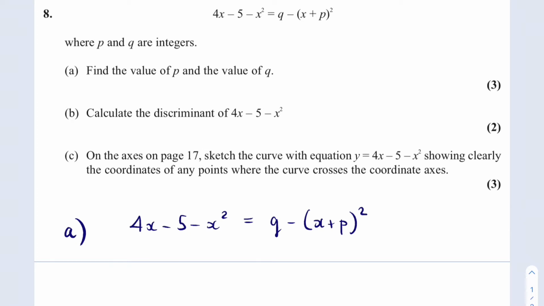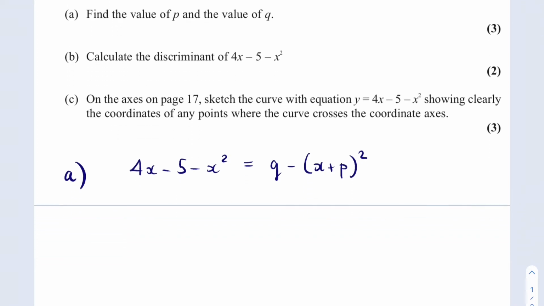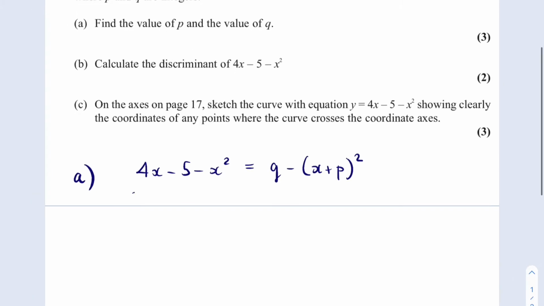Now you can multiply out the right hand side here and gather up the terms and then set the coefficients equal, but what I'm going to do is multiply both sides by minus 1, because this is a negative quadratic on the left and also a negative quadratic on the right. If I multiply both sides by minus 1, I'm going to turn this into a positive quadratic, making it easier to find the coefficients.